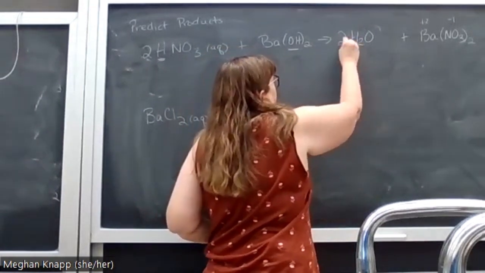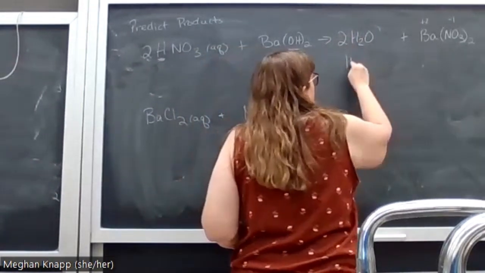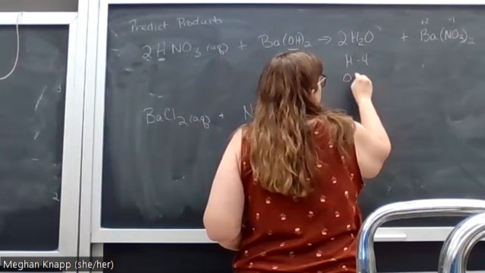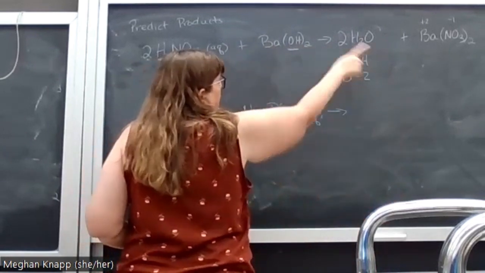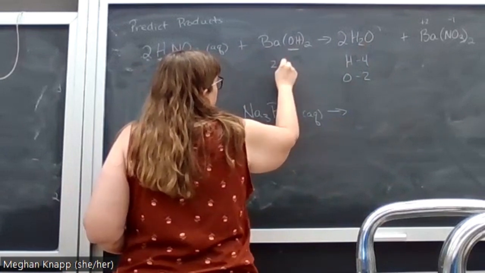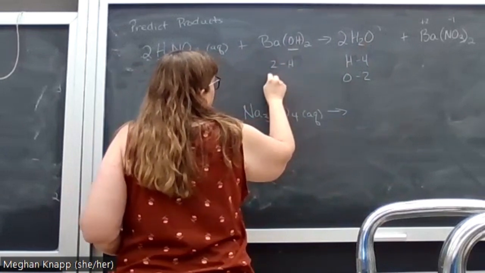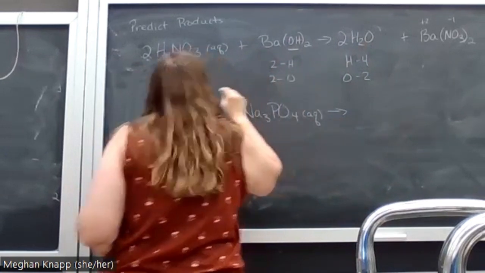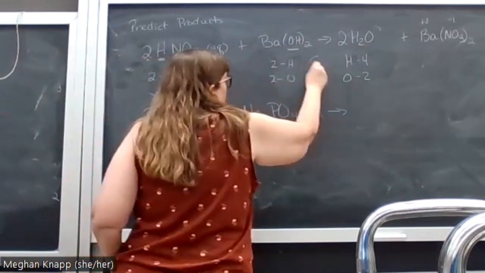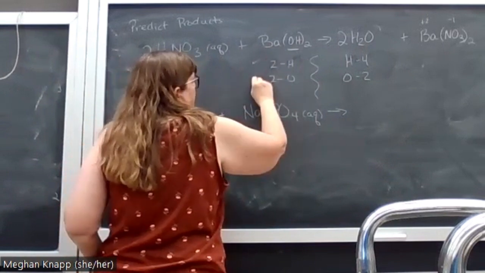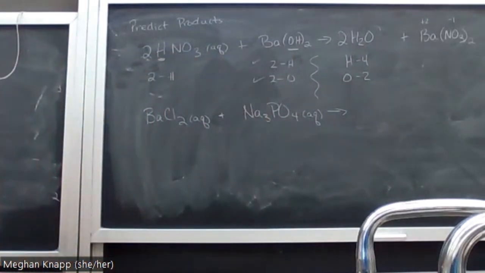So I got to put a 2 here. So now I've got 4 hydrogens, 2 oxygens. I have 1 barium and 1 barium. I have 2 hydrogens and 2 oxygens. And over here I have 2 hydrogens. So my hydrogens check and my oxygens check. And I used my nitrates to balance, and the bariums were okay, so I'm balanced.